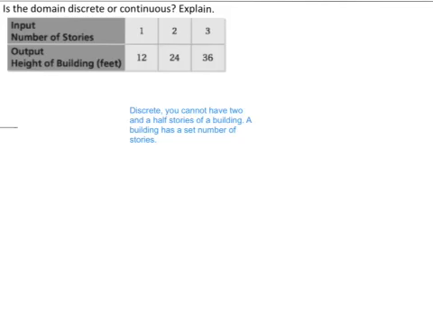Now, the domain is the input. It's the number of stories in a building. It is discrete. You cannot have 2.5 stories in a building. The building has a set number of stories that has to be a whole number. Now, I know some of you might be thinking, well, technically you can be continuous because if you're on an elevator, it brings you in between buildings. That is true, but when you're talking about taking the height of a full building, you have to take into account every single story to the exact integer whole number amounts, not partial amounts. So it is a discrete domain.